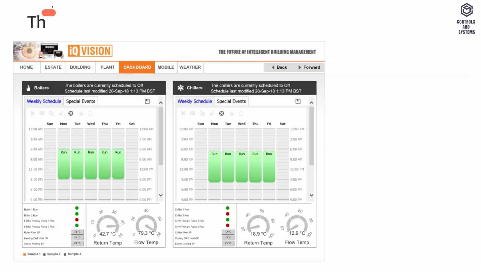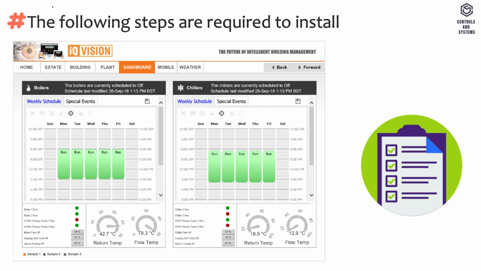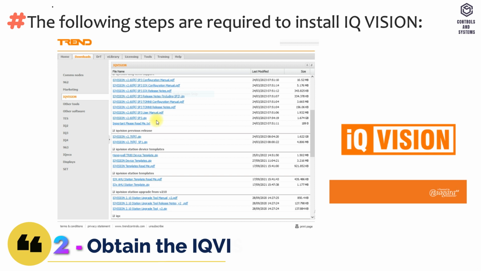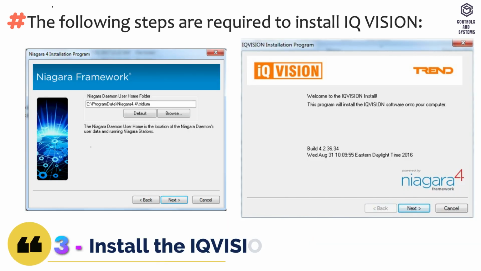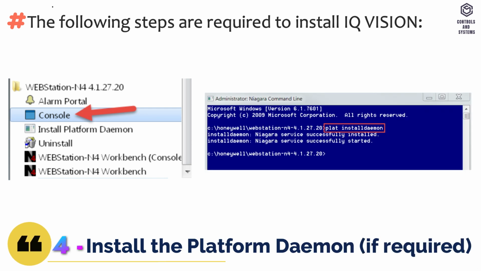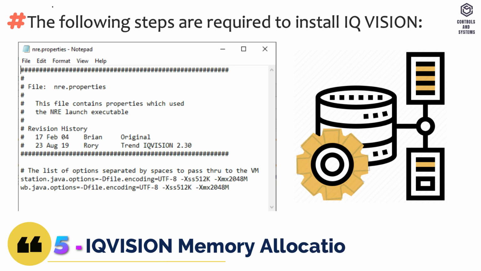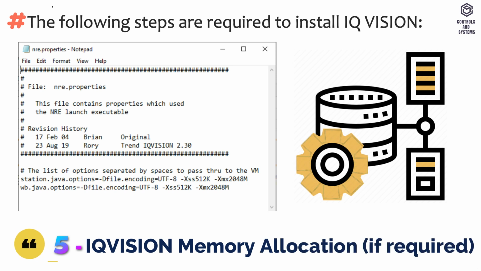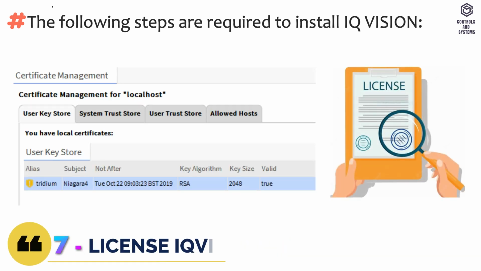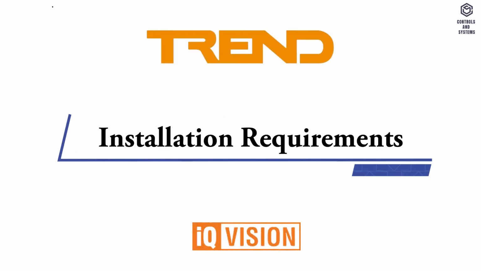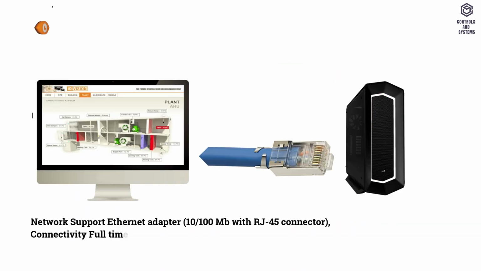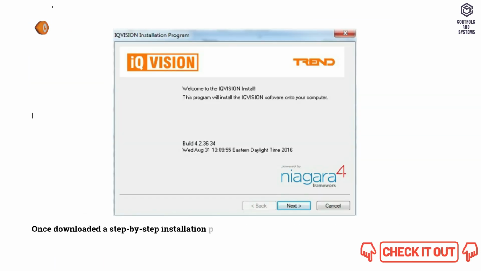Install IQVISION. The following steps are required to install IQVISION. 1. Check installation requirements. 2. Obtain the software. 3. Install the software. 4. Install the platform DAEMON, if required. 5. Set the IQVISION memory allocation, if required. 6. Configure the Windows firewall. 7. Applying for a license. Installation requirements: we have already uploaded the IQVISION software specification complete detail video, link in description.